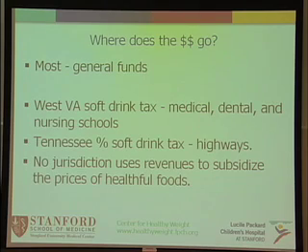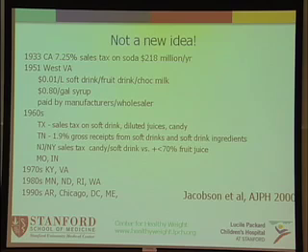However, West Virginia has a soft drink tax that actually goes to medical, dental, and nursing schools. And Tennessee has a percentage of their soft drink tax go to highways. No jurisdiction thus far uses revenues to subsidize the prices of healthful foods. So this would be novel, and this is where we're going in the future. It's not a new idea.